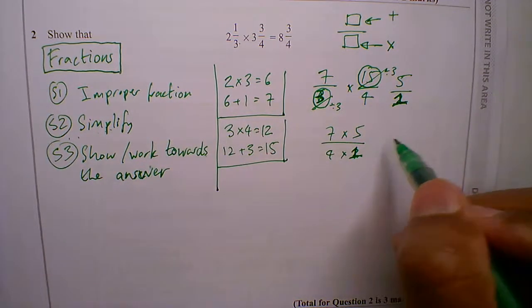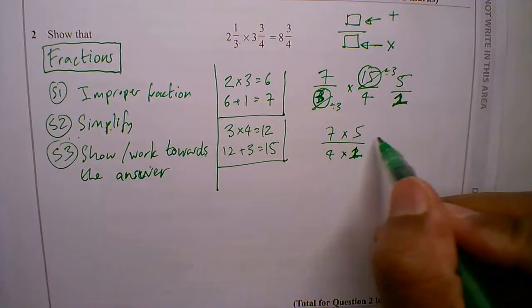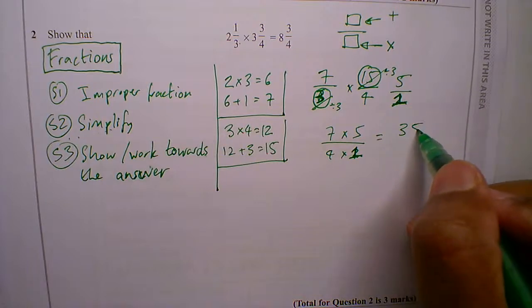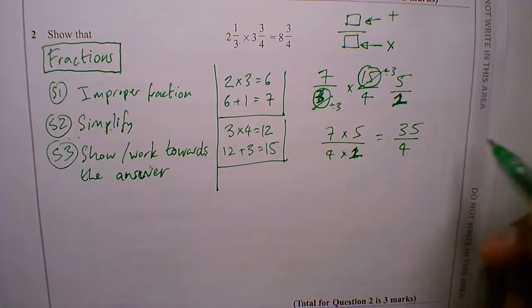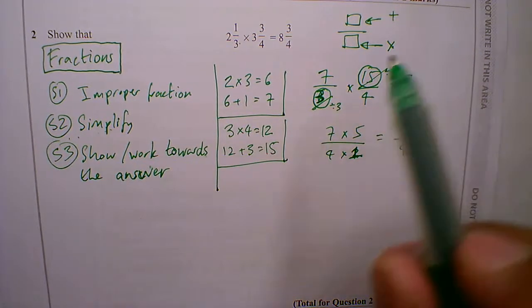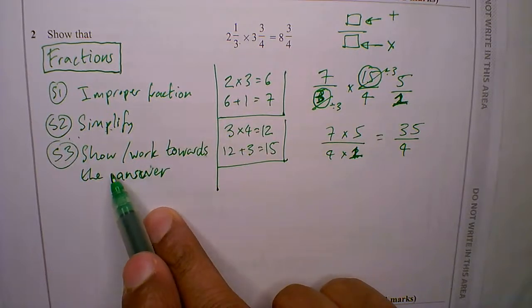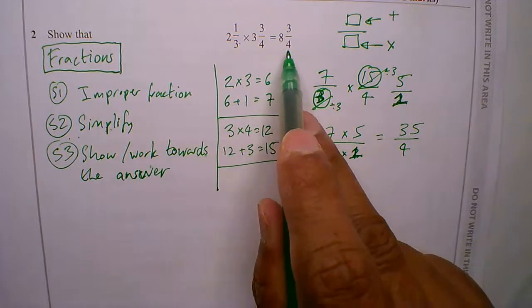So now, let's simplify this. 7 times 5 gives me 35. 4 times 1 gives me 4. So I've got that. So I've simplified. Now I need to show or work towards the answer. I need to get to that.